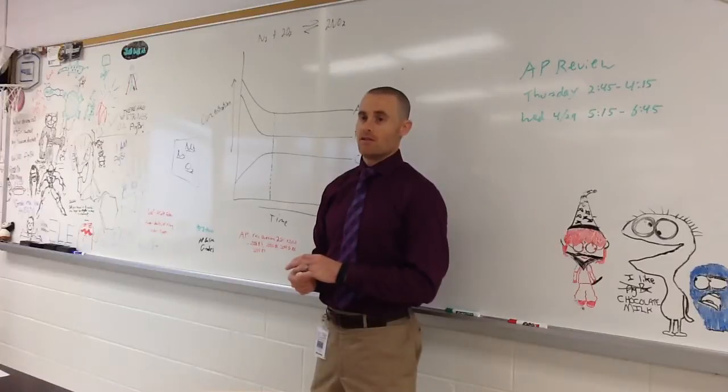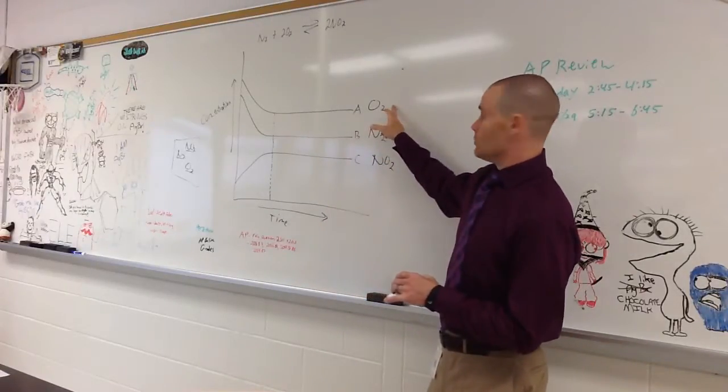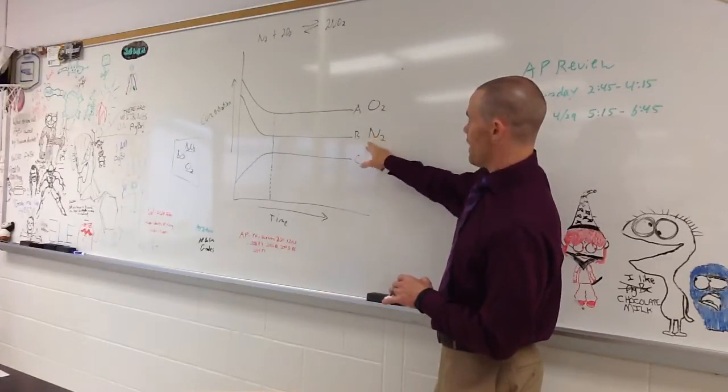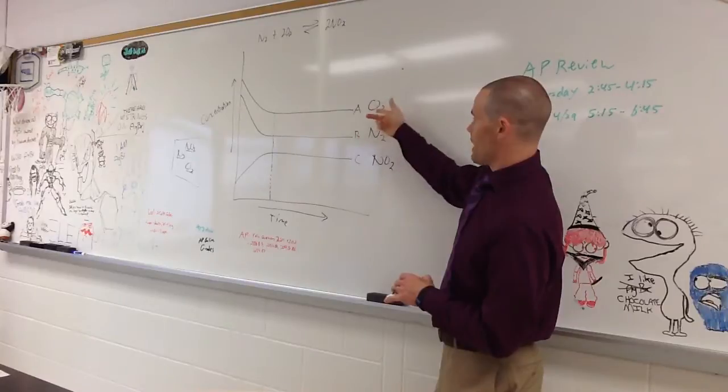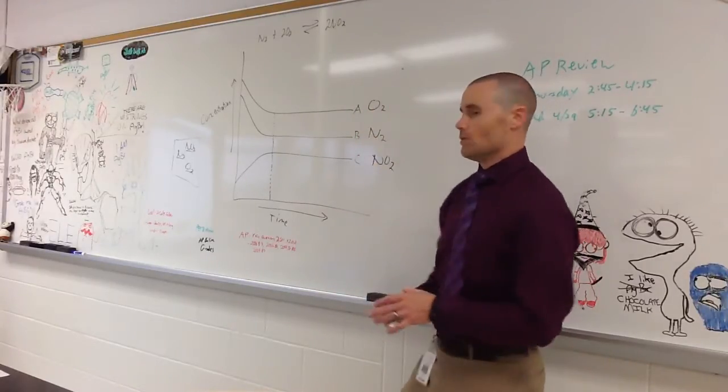I spelled some stuff. Okay. So, why is A O2? C is definitely the product, but why is O2 A and N2 B? How come it can't be flipped? How come I can't say A is N2 and B is O2?